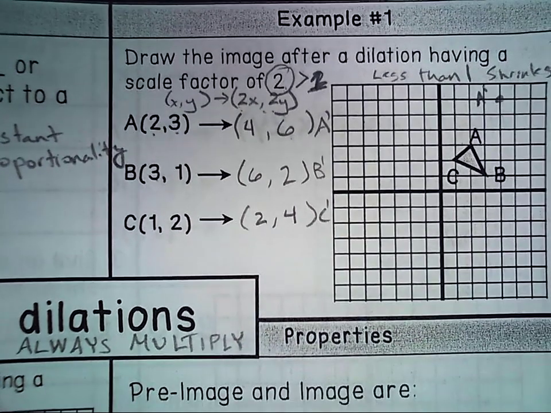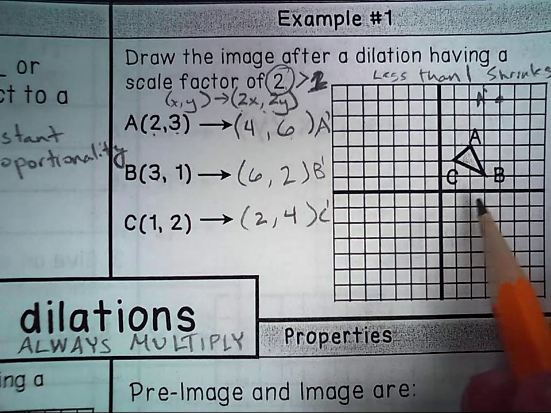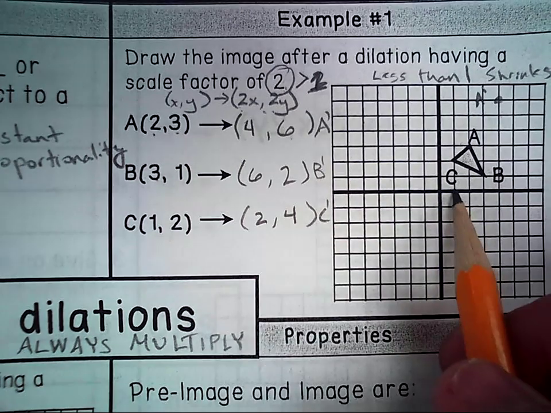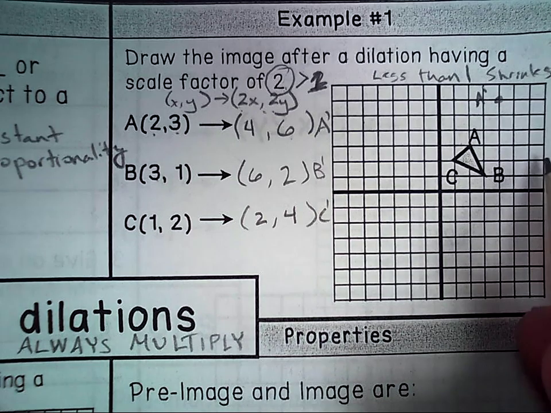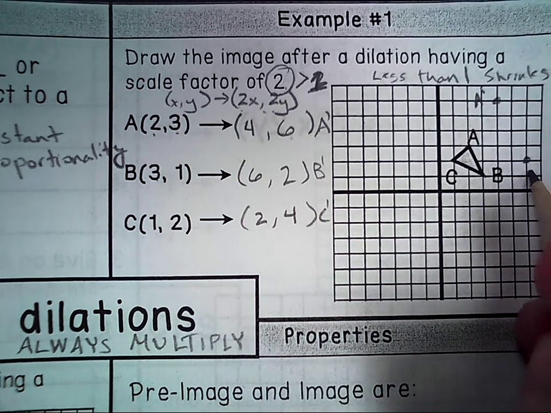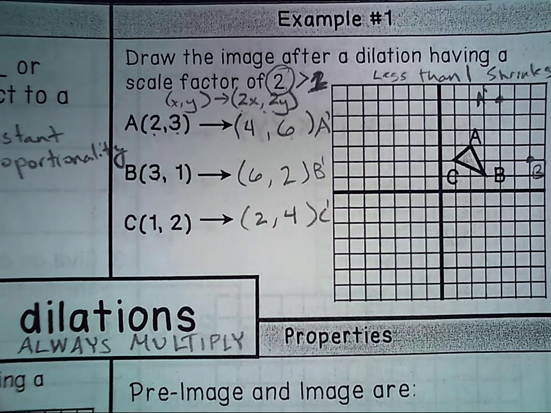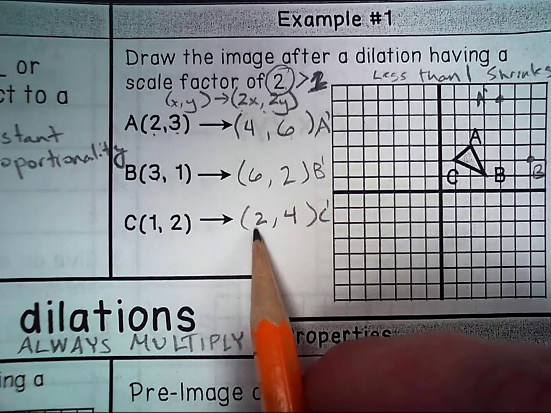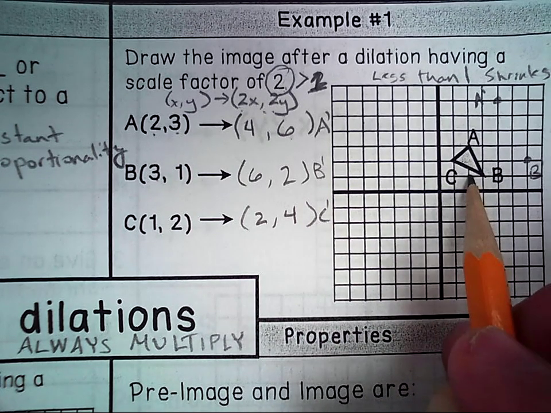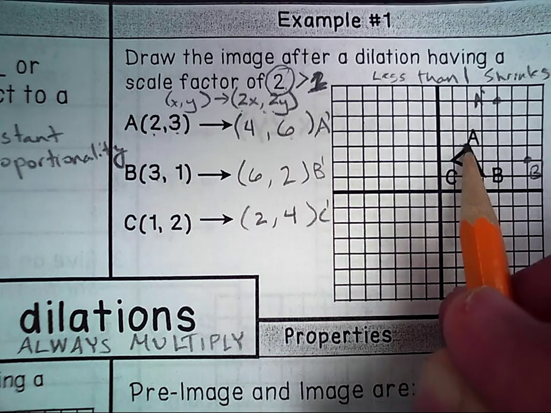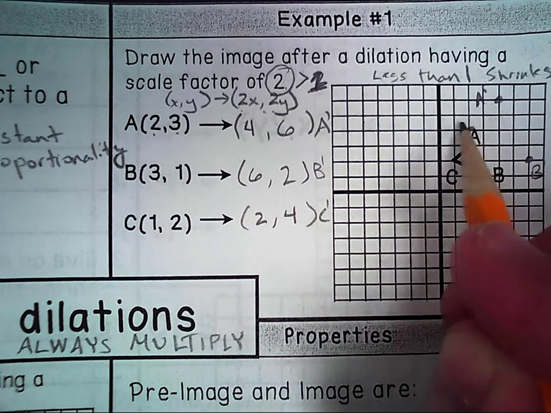Now I'm going to do B prime. For B prime, we're going to go over 1, 2, 3, 4, 5, 6, and then up 1, 2. This is B prime. Okay, and finally we're going to do C. We're going to go over 1, 2, and up 1, 2, 3, 4. And this will be C prime.